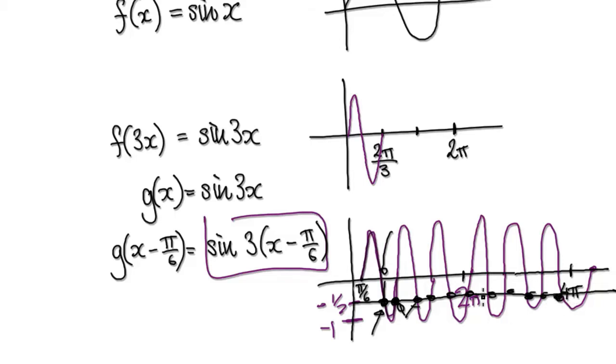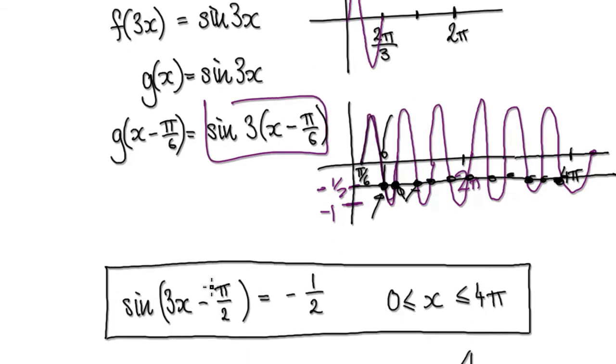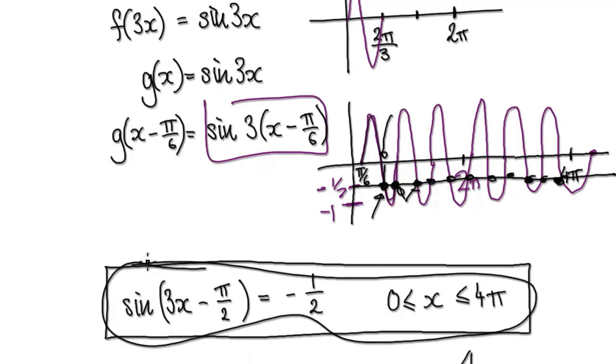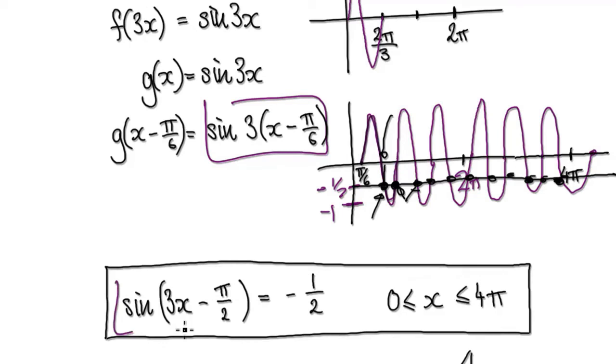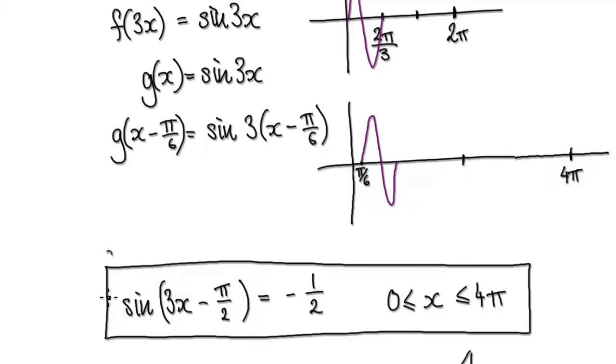Okay, I will continue in the next video. Our job is really to solve this thing here. This is our graph here, and then -1/2 is this straight line here. When will this equal this? It's really when will the two lines cross, between 0 and 4 pi. I will continue in the next video.